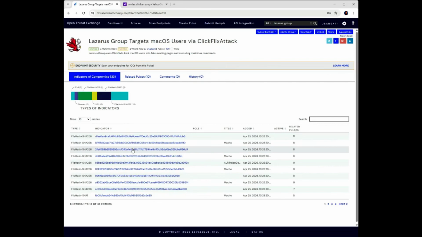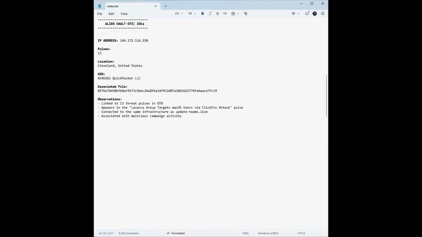Finding the same pulse associated with the hash, domain, and IP address provides strong evidence that all 3 indicators are connected to the same campaign. Again, the OTX results link the IP address to multiple threat pulses, including one associated with Lazarus Group activity. The IP is also connected to the same infrastructure as the domain identified during the investigation, further strengthening the relationship between the indicators.